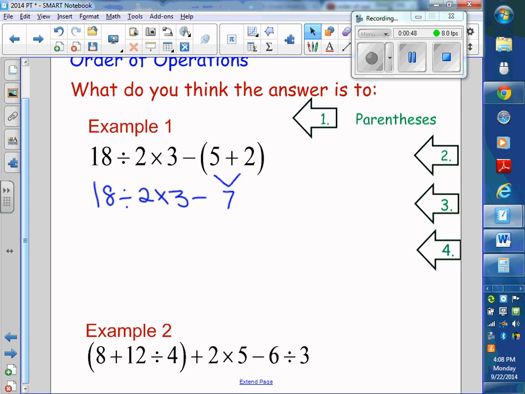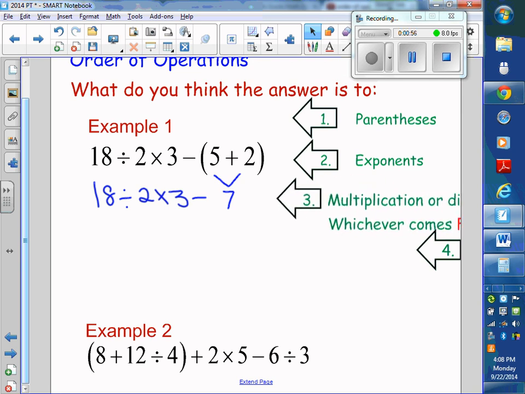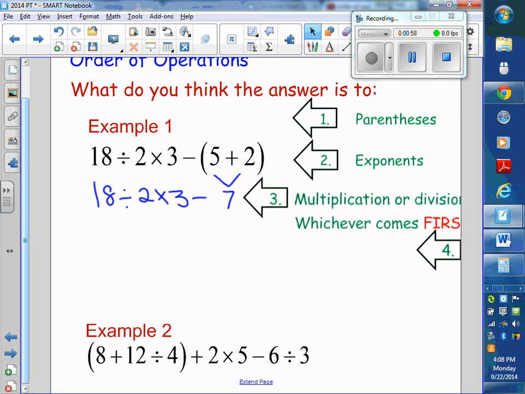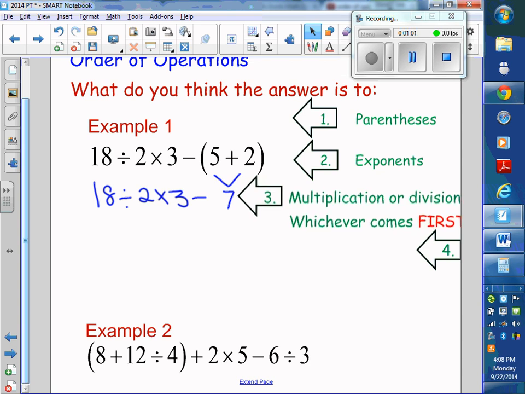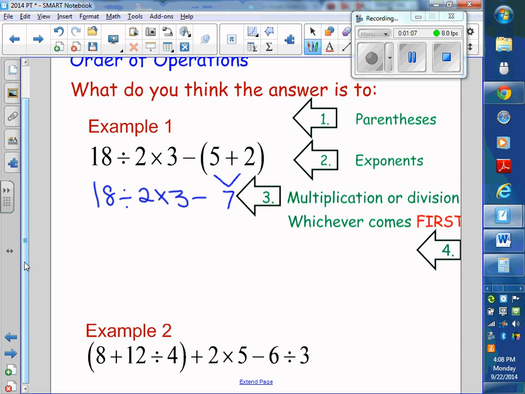Okay, after you've done parentheses, look for exponents. There's no exponents in this problem. So after you've done parentheses and exponents, look for multiplication and division, whichever comes first. And you do whichever comes first. So that means looking left to right, as you read the problem left to right, you do either a multiplication or division, the first one that you encounter. So the first thing that I encountered in this problem is division, so 18 divided by 2 is 9. Then you copy the rest of the problem down, times 3, minus 7.